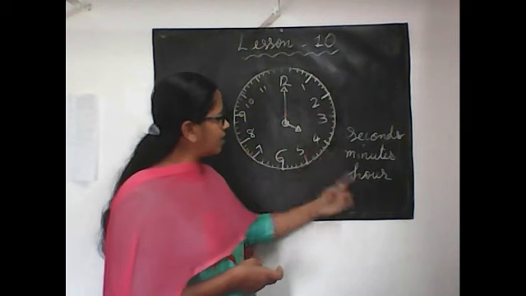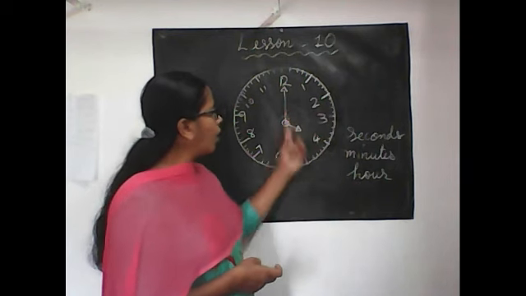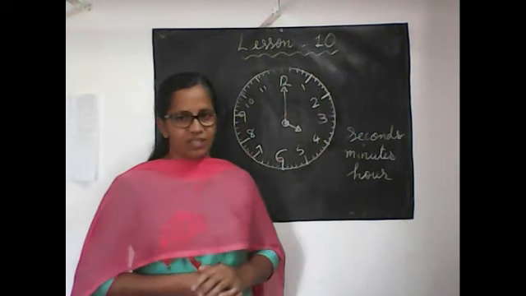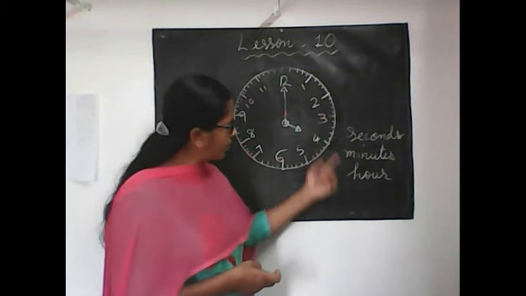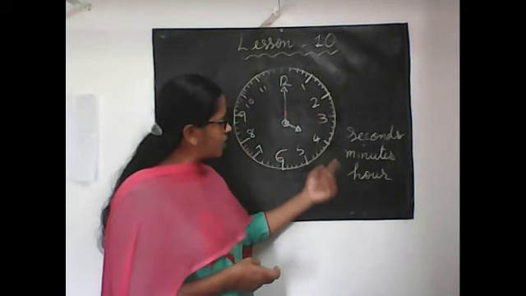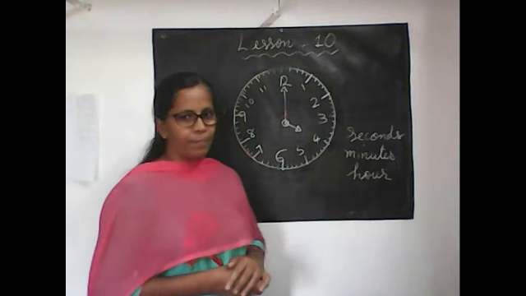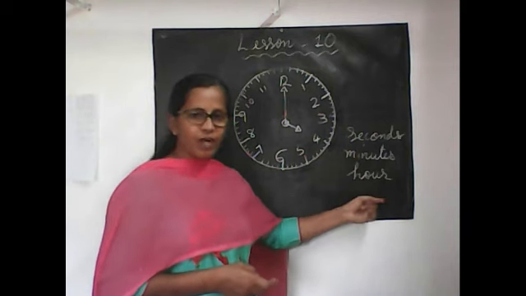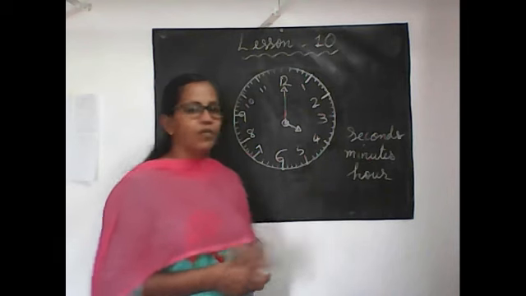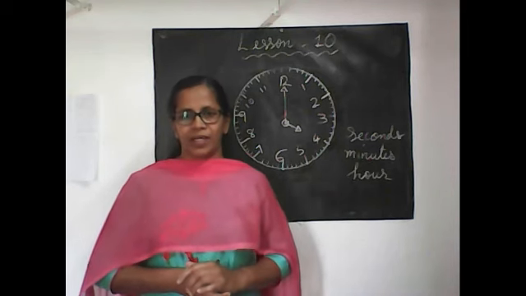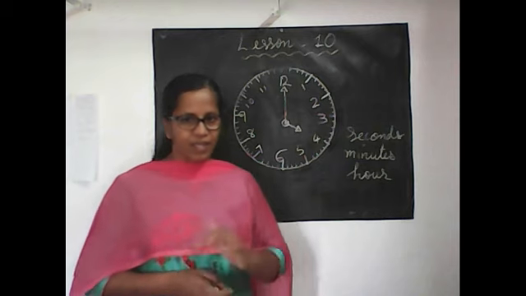Short hand represents the hour. Long hand represents the minutes. For that, you can easily remember it: when comparing these two words, hour is a shorter word than minutes. So short hand is for hour and long hand is for minutes. I hope that much is clear for you. That is the basic thing.